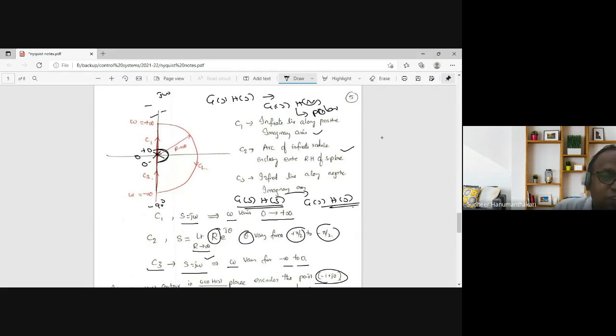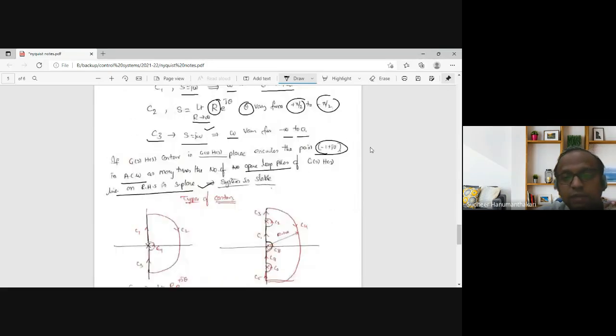What is 0 minus and 0 plus? Just after closing the switch and just before opening the switch. That means 0.00001 and minus 0.00001. So this is called C4. C4 can be expressed as limit R tends to 0, a very small radius, R e power j theta, where theta varies from minus pi by 2 to plus pi by 2.